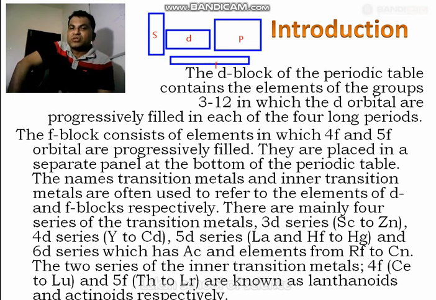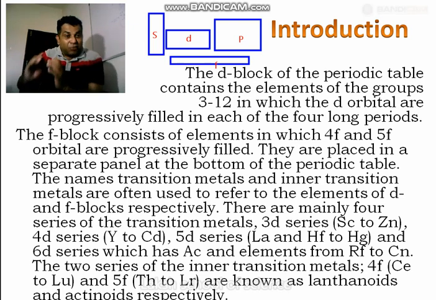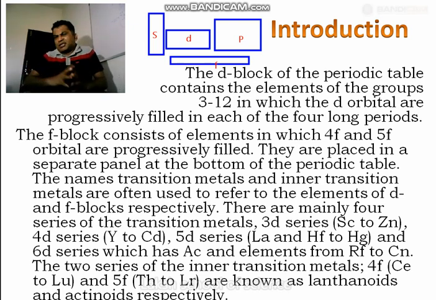Now the names transition metals and inner transition metals are often used to refer to the elements of the d and f blocks respectively. You have to remember the d block is known as transition elements. D block ને આપણે કયા નામથી ઓળખવાના છે? ટ્રાન્ઝિશન એલિમેન્ટના નામથી જ ઓળખવાના છે. અને F block ને આપણે કયા નામથી ઓળખવાના છે?